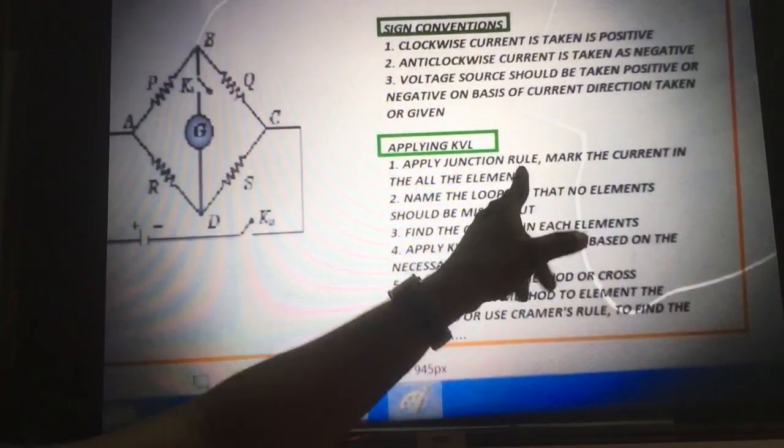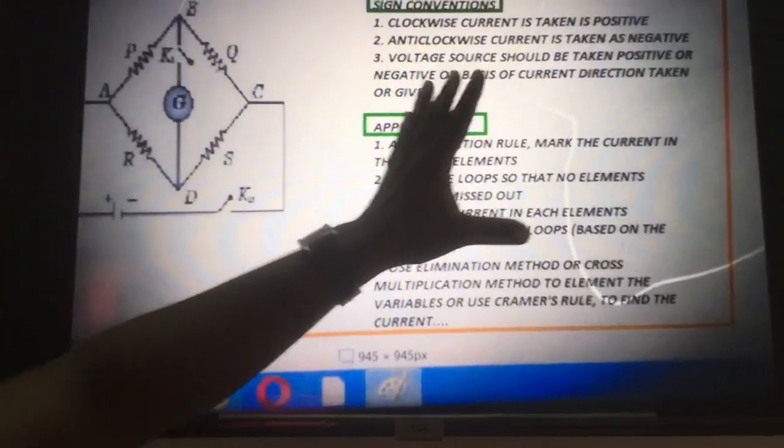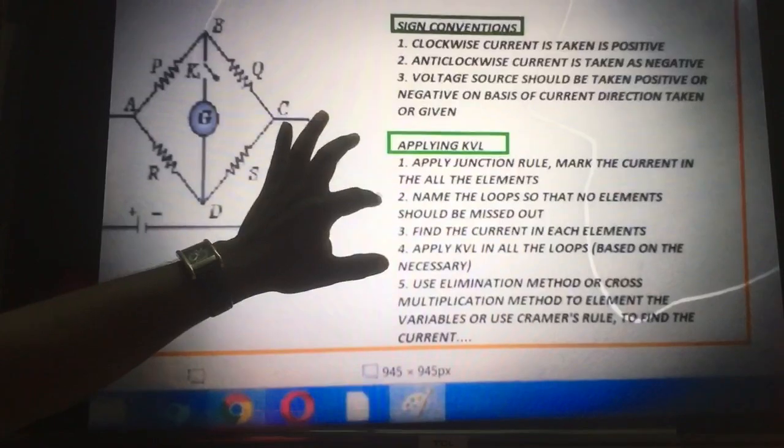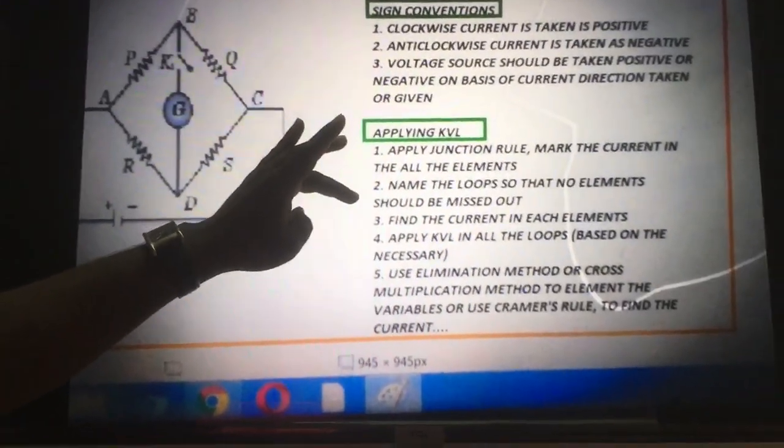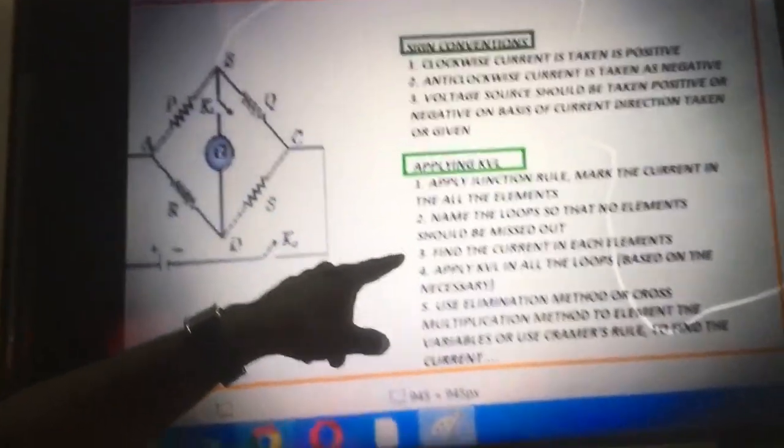So what are the rules? These are the general rules. First, mark the current in all the elements, and name the loops. Find out how many loops there are, mark them very clearly, and find the current in each element.